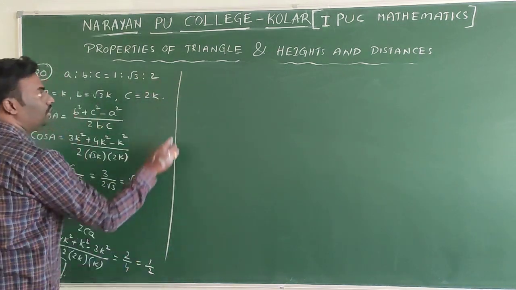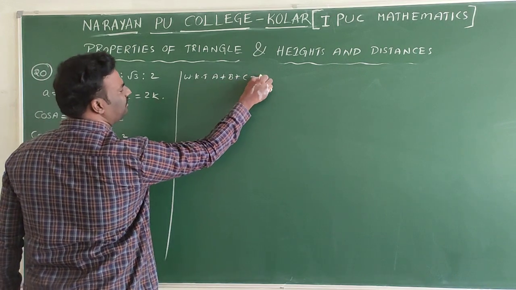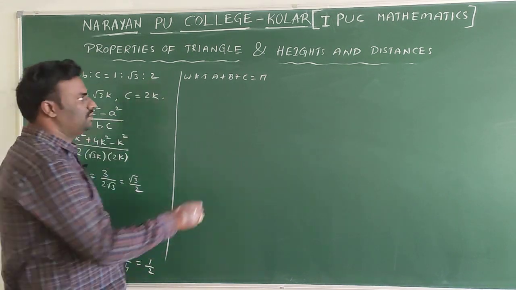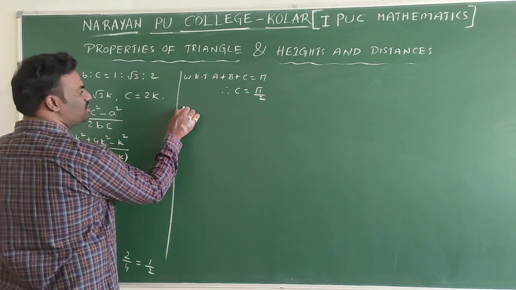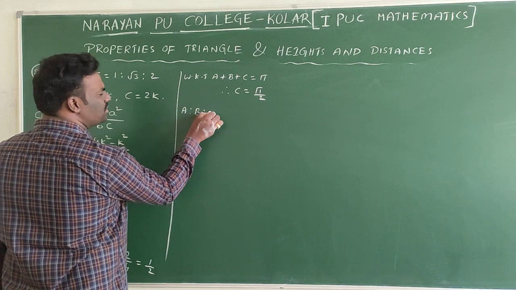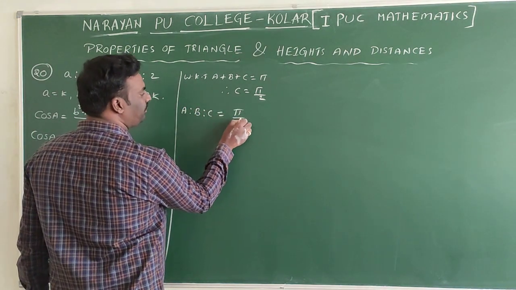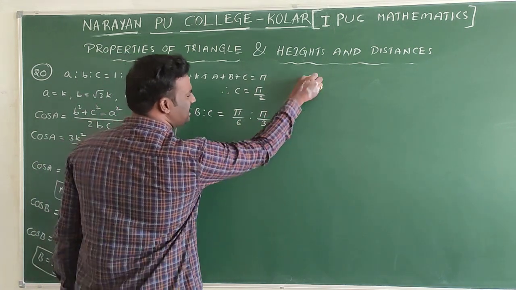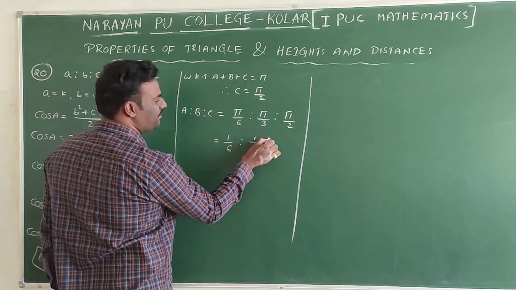Now, we know that the sum of angles is 180. So, A is 30, B is 60, 30 plus 60 is 90. Then C also is 90, because 90 plus 90, then only it is 180. Then we are finding the ratio A is to B is to C. A means π by 6, this is π by 3, this is π by 2. All the π's get cancelled. Now you can write 1 by 6, 1 by 3, 1 by 2.